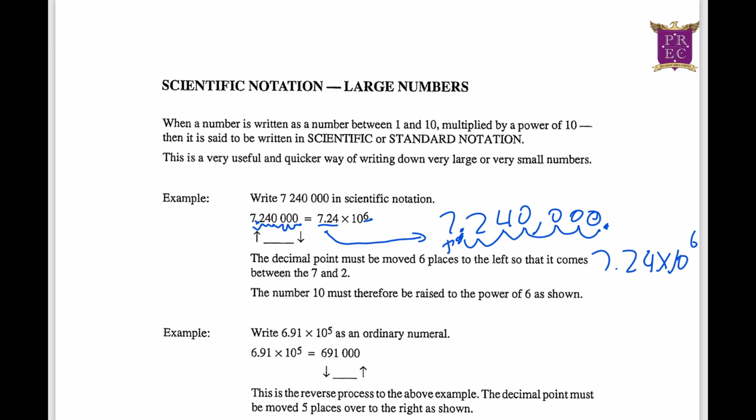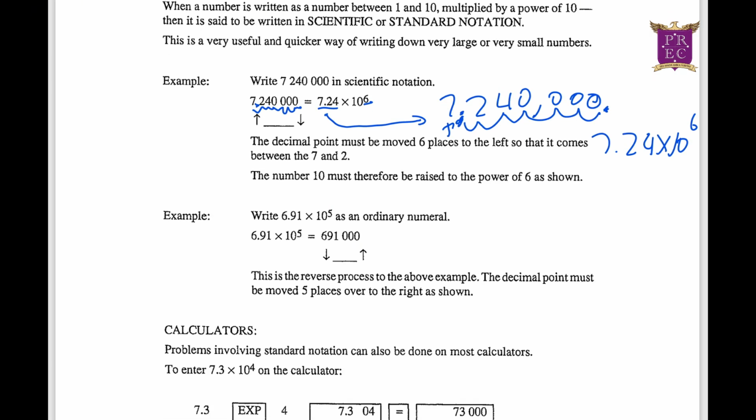So looking at another example, here we have 691,000 as our number. So we go to the spot right after our first digit and we count how many digits are between here and the end of our number. So 1, 2, 3, 4, 5. There's 5 digits, right? So all we write is 6.91 times 10 to the power of 5.